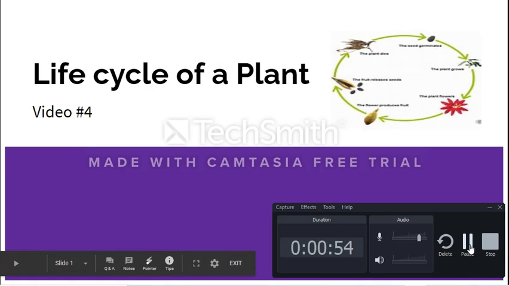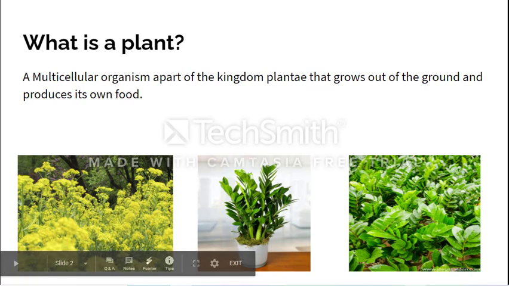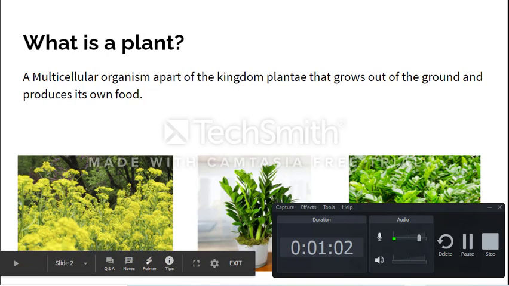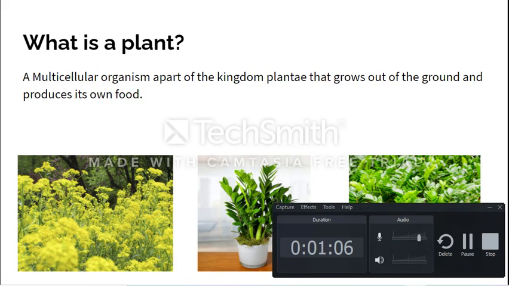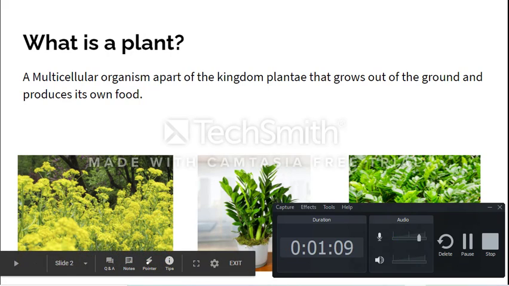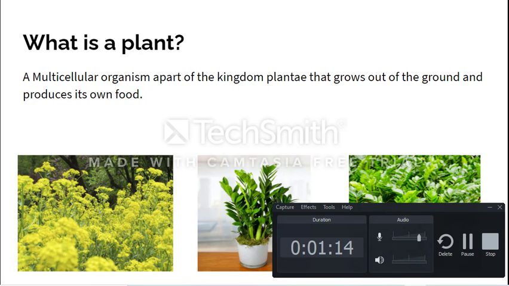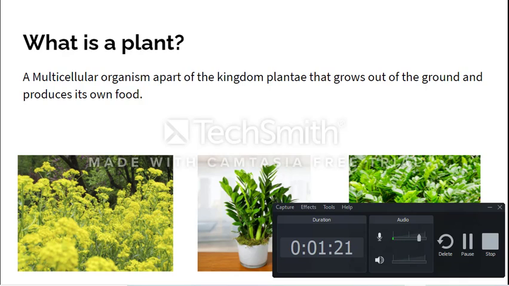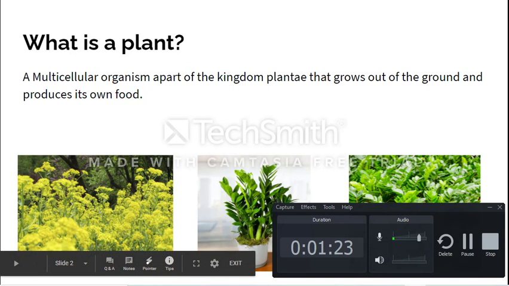Let's get started. So I briefly want to touch on what a plant is. A plant is a multicellular organism, a part of the kingdom Plantae, which is its scientific name, that grows out of the ground and produces its own food. And we all know that this production of food is called photosynthesis. Photosynthesis is the process of plants producing glucose, which is their food, through using the sun's energy, which is sunlight.